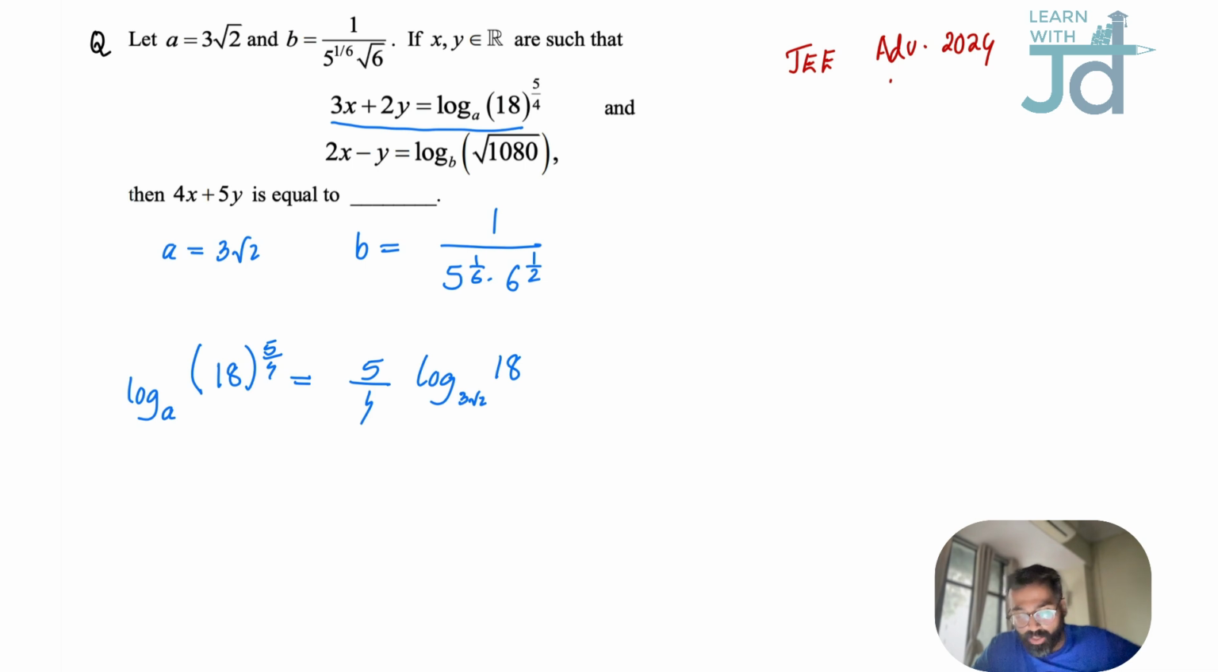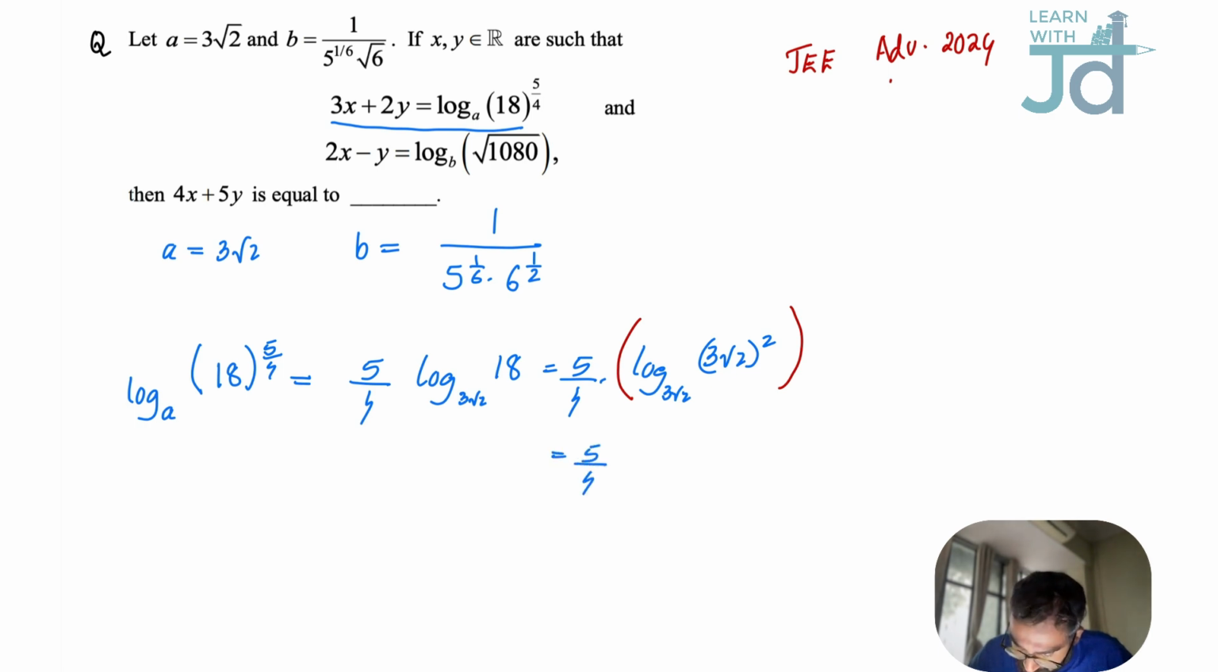If you simply observe, what is the square of 3 root 2? 3 root 2 into 3 root 2 is basically 9 into 2, which is 18. So 18 is the square of 3 root 2. Simple. So 5 by 4 into log, I can write this as the square of 3 root 2, and the base is also 3 root 2. So this whole value will be 2. So 5 by 4 into 2, which is 5 by 2. So we solved this part. Now similarly, this is also going to be a number.